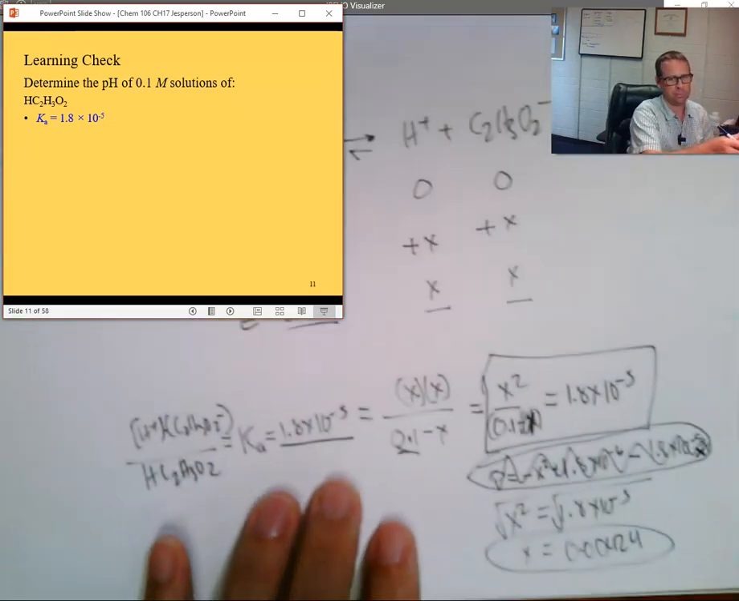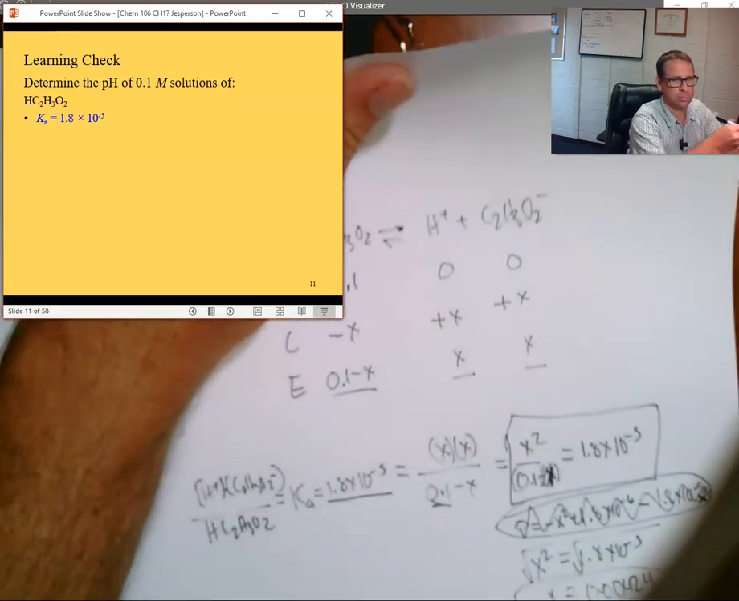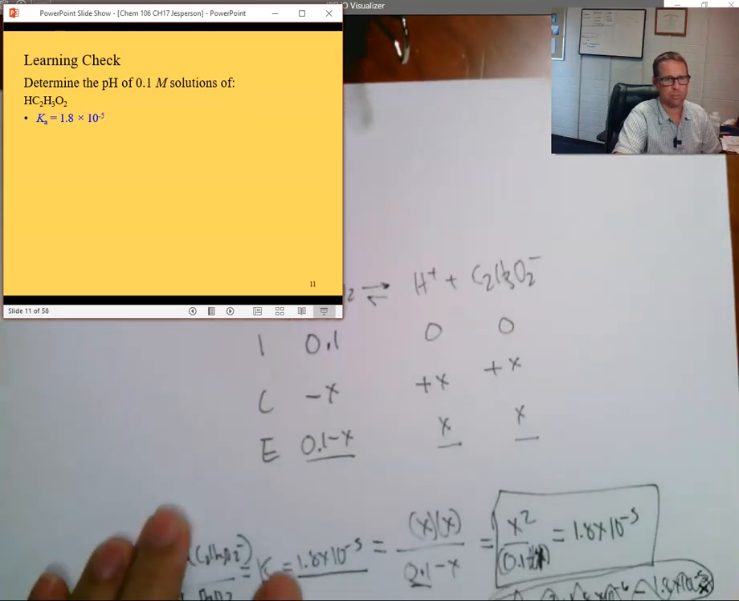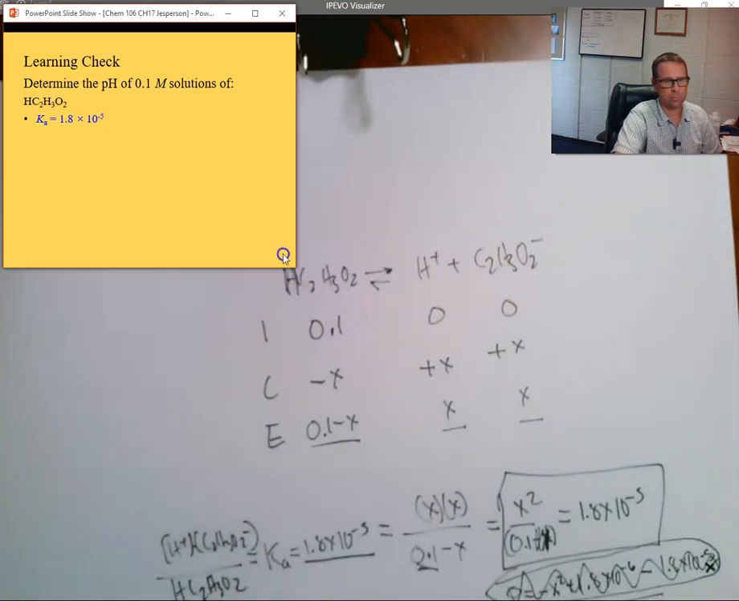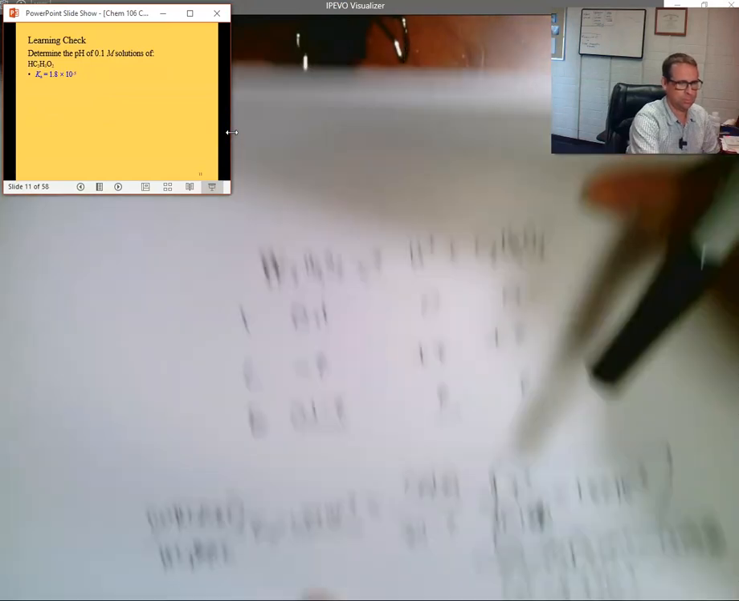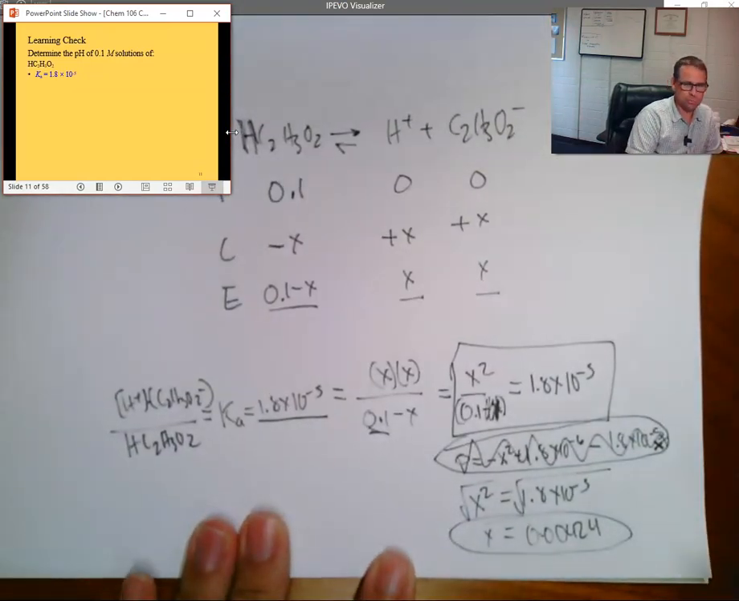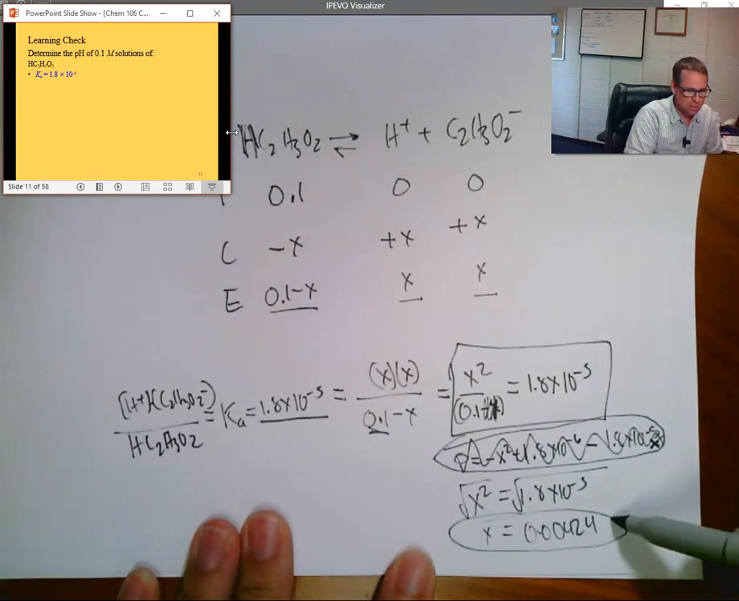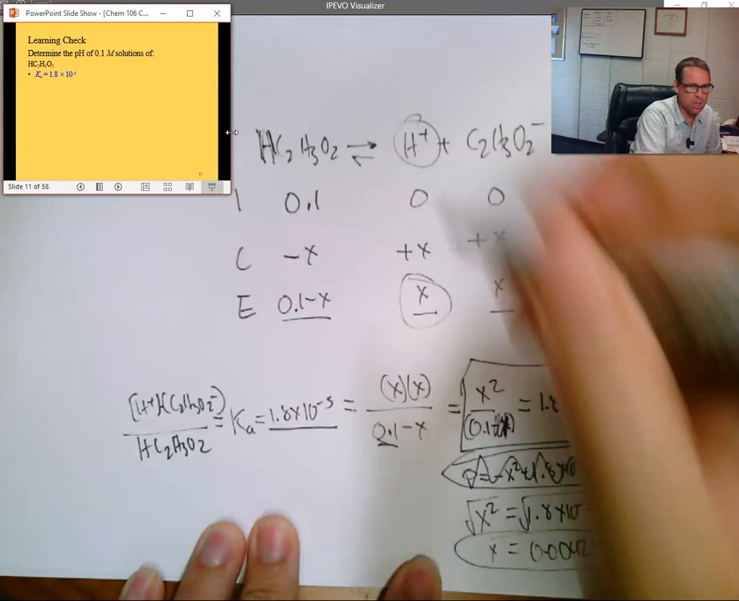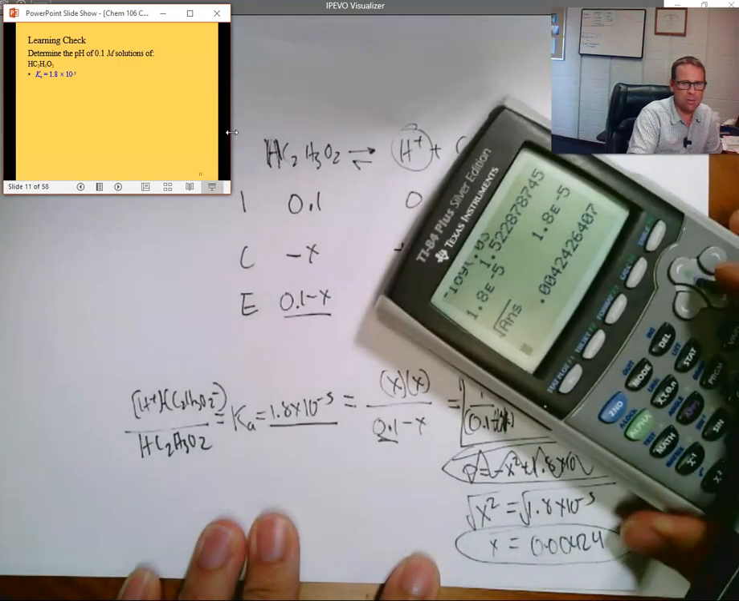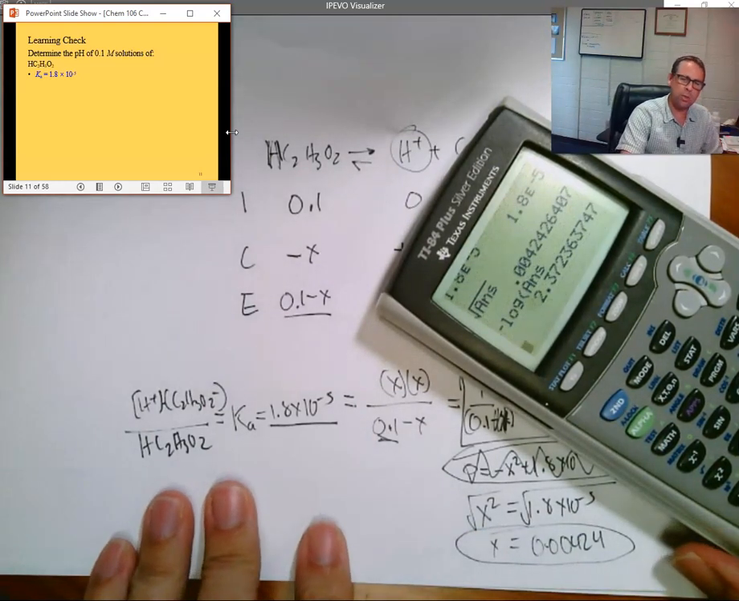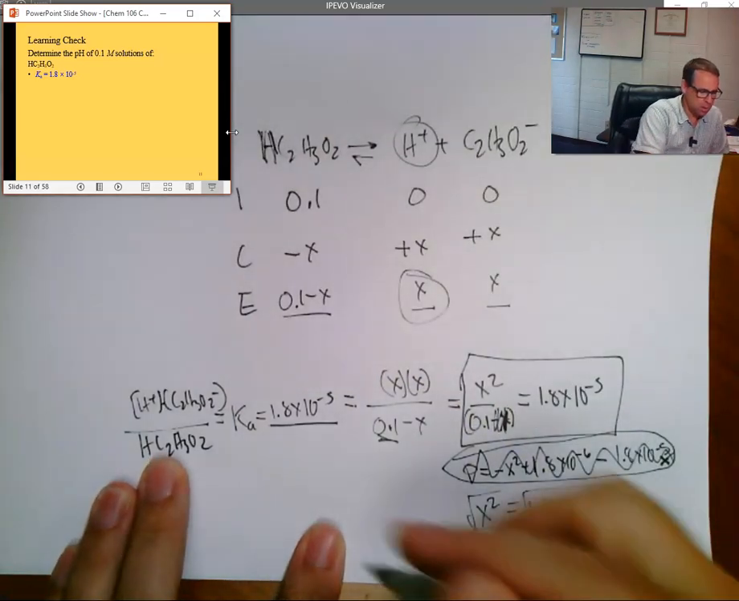Okay, so we're trying to find the pH, and x is our H value, so we can just take the negative log of our number, and that will give us the pH. Okay, very good. So x here was the concentration of the hydrogen ion, which the negative log of that gives us our pH. So if I just go negative log of that answer, 2.37 then is our pH.